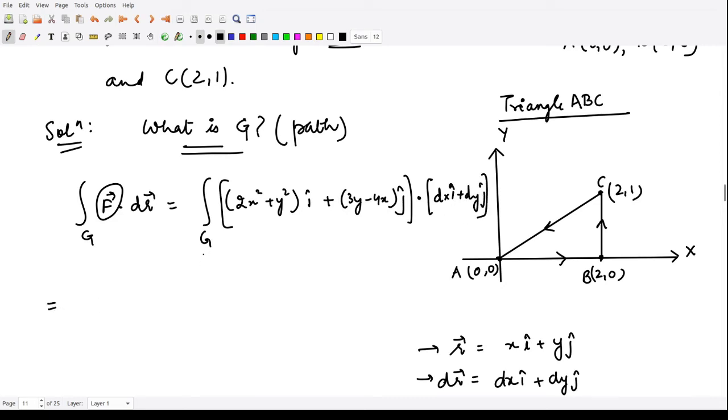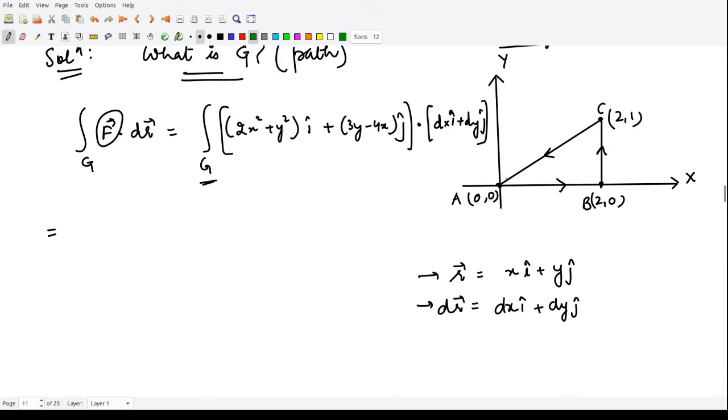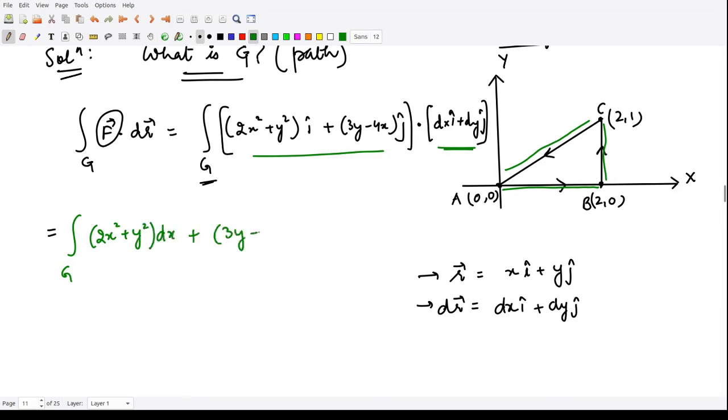So now we have to determine what is this G. Accordingly, let's define this G. We can break this whole path into 3 portions. One is the portion AB, another portion is BC, another portion is CA. Before breaking, let me just apply the dot product here. So it would be (2x² + y²) dx, and then (3y − 4x) dy. So this is our integral.